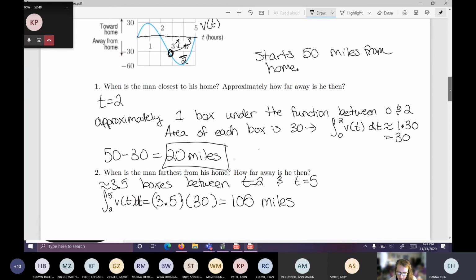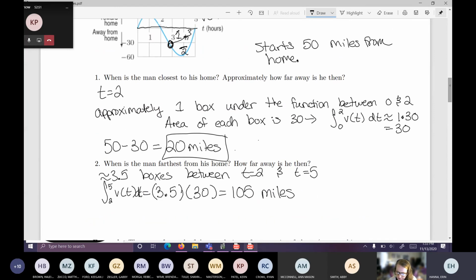So how far away from his house is he at 5 hours? Well, if you think about it, he started at 50 miles. He drove 30 miles towards his house, and he got to 20 miles away from his house. So we already know that he ended at 20 miles away from his house before we started this calculation, since we started at 2. So he's going to start 20 miles away from his house now, and travel an extra 105 miles away from his house, ending 125 miles away from his house.